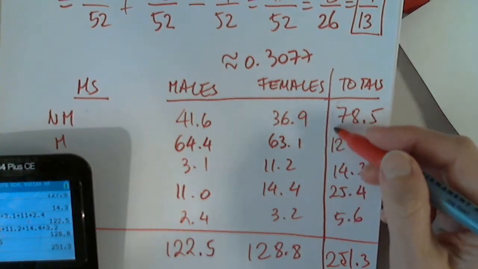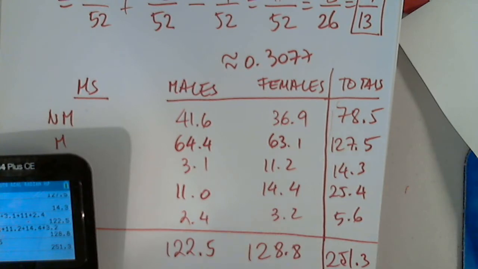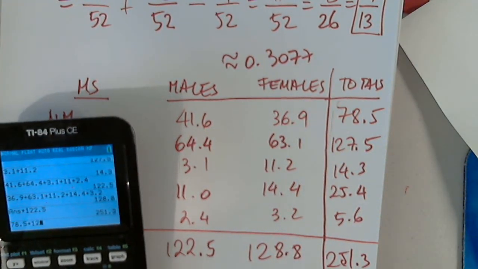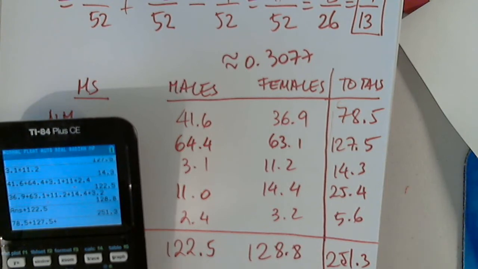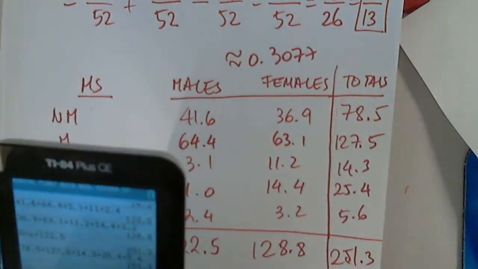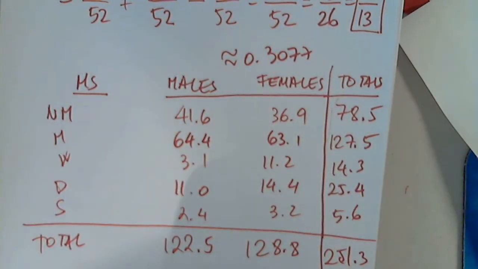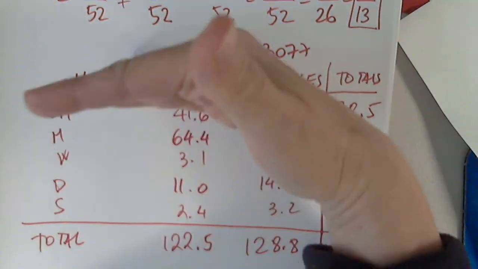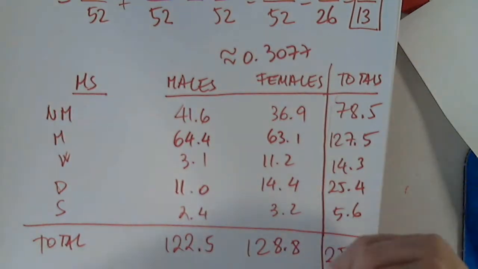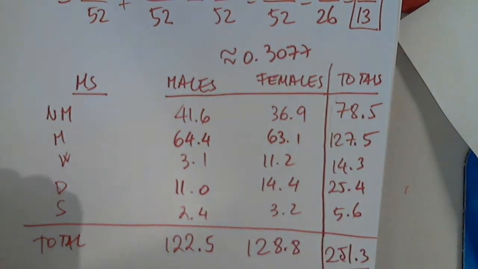I will add up all these to make sure I get 251.3. So I'm here: 78.5, 127.5, plus 14.3, plus 25.4, plus 5.6. If I don't get 251.3, something is wrong. I have to go back. Good. So the contingency table has the columns, has the rows. I need a total for each column, and I need a total for each row, and I need the grand total. Now we are ready to answer the question.